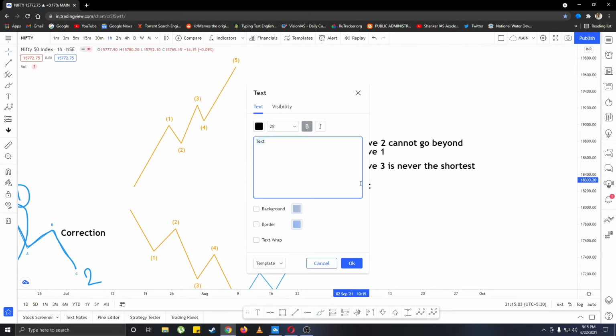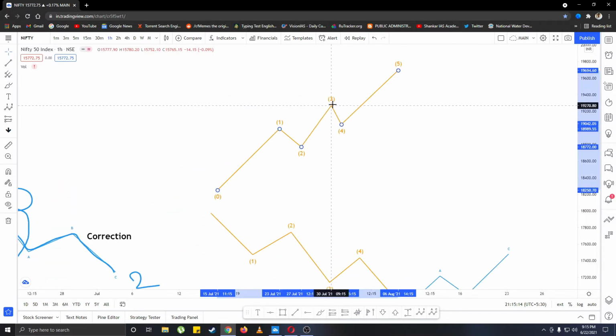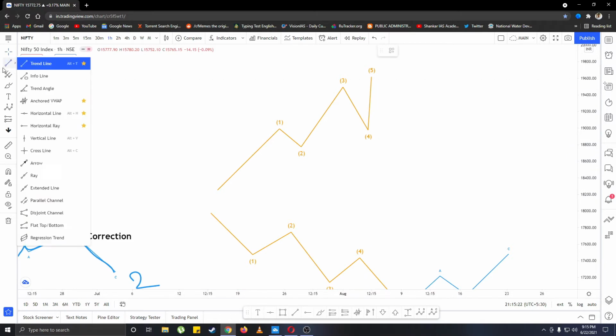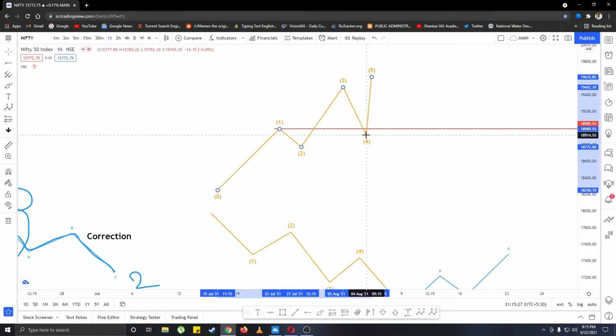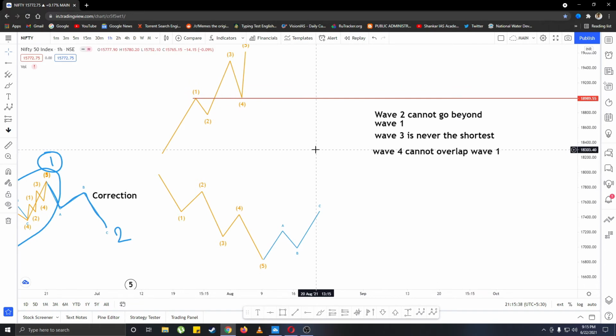And the third rule is that wave 4 cannot overlap wave 1. What this means is that if this is an Elliott wave count, then wave 4 cannot cross the ending of wave 1. If you draw a line here, then wave 4 cannot come into the area of wave 1. It has to end above it. Now this rule has an exception, and we will talk about that in a bit.